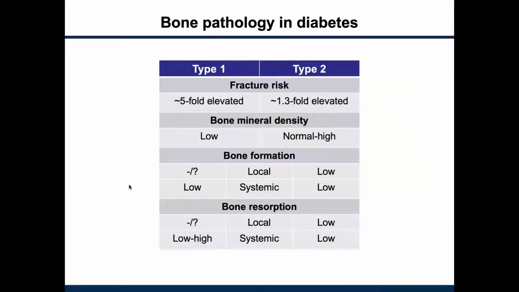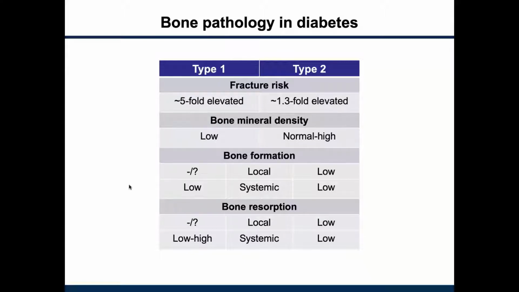When we look at the bone pathology in diabetes, again, I have divided it between type 1 and type 2. Because in type 1, we know that these patients frequently have a low bone mineral density that goes in hand with this very highly elevated risk for fracture. Whereas in type 2, we really have this phenomenon of having normal, or most of the studies actually report higher bone mineral density and also increased fracture risk, showing that also bone quality aspects are very important in this context.